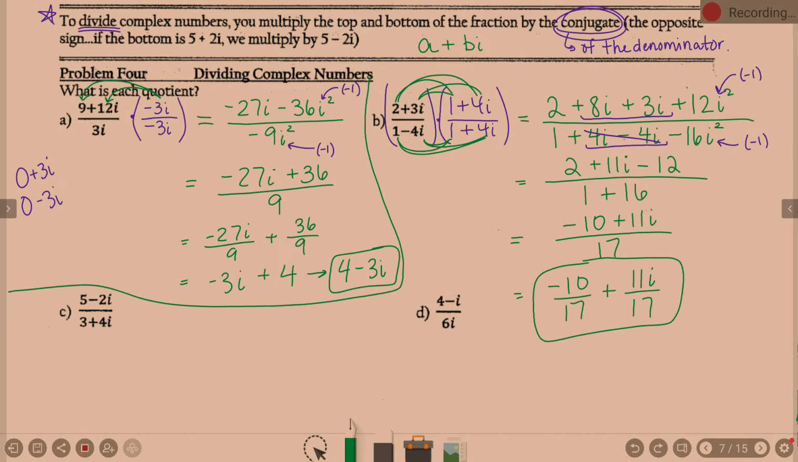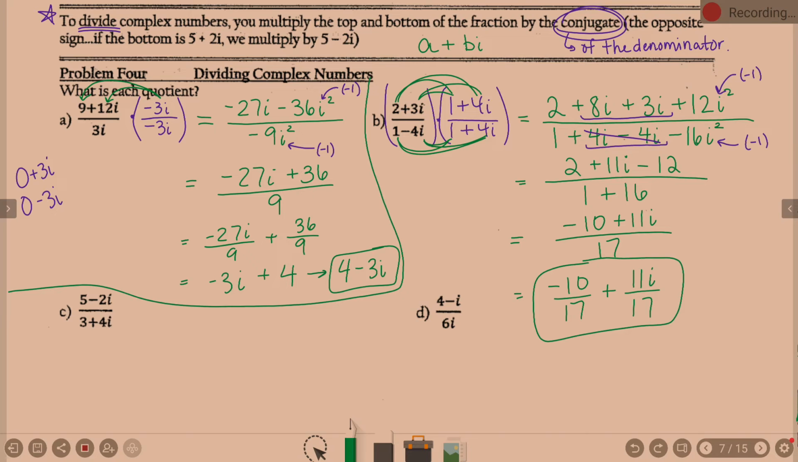Are you getting the idea here of multiplying by the conjugate? It's a lot about foiling, which we did. You foiled up above in your notes. It's a lot about that.